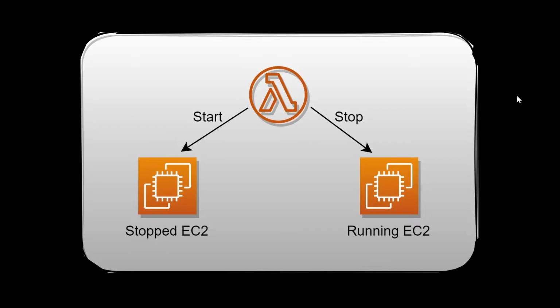Today I will show you how to create a Lambda function that will start stopped EC2 instances and will stop running EC2 instances. You see, this is the diagram. This is one Lambda function. What it will do, it will start stopped EC2 instances and it will stop running EC2 instances. Let me go to the AWS console and we'll implement the same.